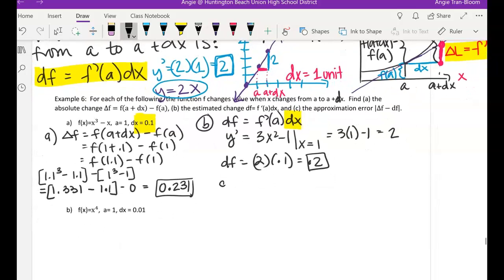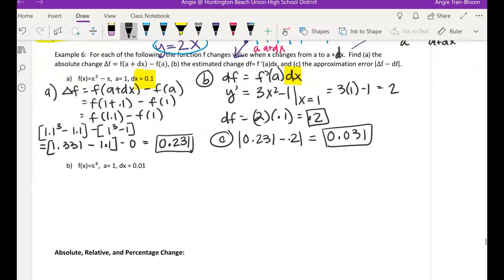Okay, so that's what part C is asking. Find the error, which is an absolute value. So you're going to take 0.231 minus 0.2. This will give you an error of 0.031. That's not that big of a difference in terms of the actual and the approximation.